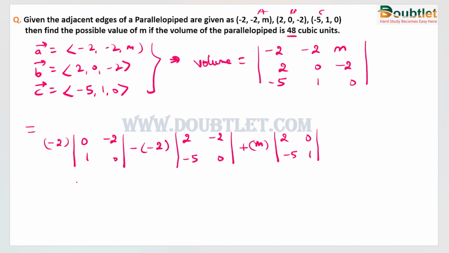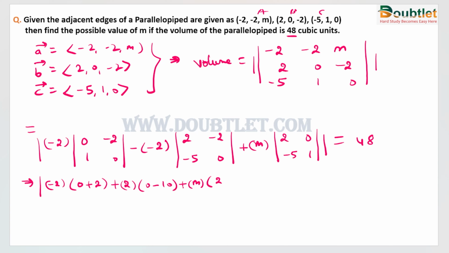So if we solve this, and the value is given as 48 cubic unit, we have to find the magnitude, because volume is always positive, so we have to consider the magnitude. This is the most important thing, that we have to consider the magnitude. So the magnitude of this will become minus 2 multiplied by 0 plus 2. So minus minus will become plus. So 2 multiplied by 0 minus 10, plus m multiplied by 2 minus 0, so it will become 2. We take the magnitude equal to 48.